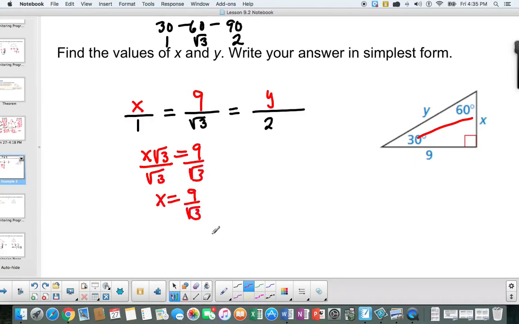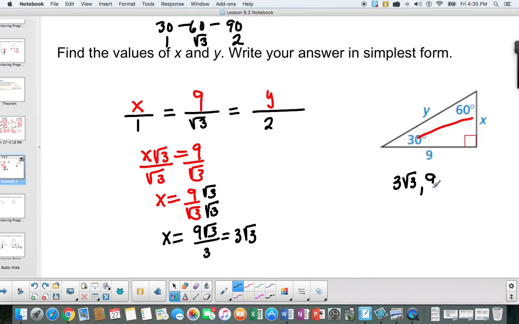Now your algebra teacher should have said that we don't like to leave things in a root in the denominator, so I'm going to multiply the numerator and denominator by root 3, and then I'm going to get 9 root 3, and in the denominator I'm going to get a 3, and this simplifies to 3 root 3. So the short leg is 3 root 3.